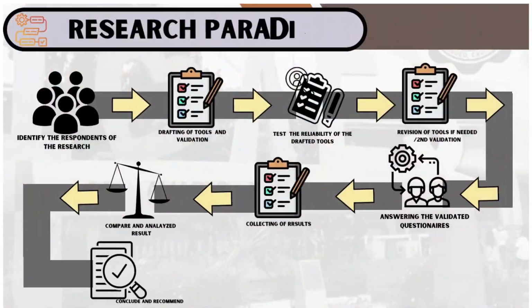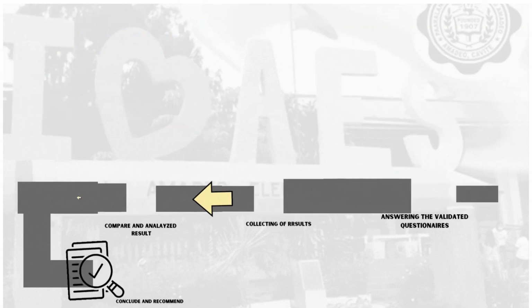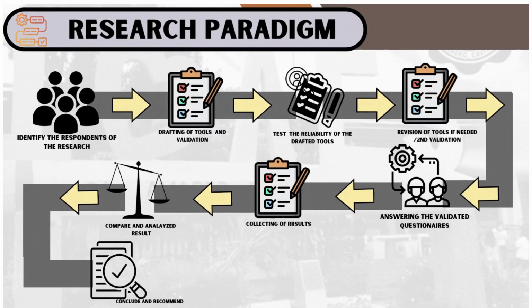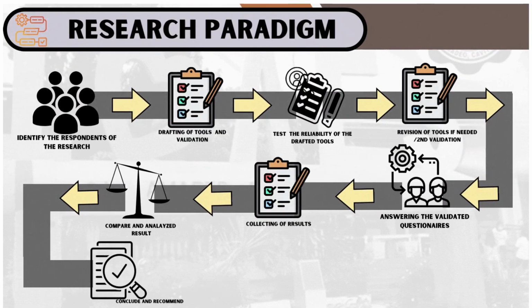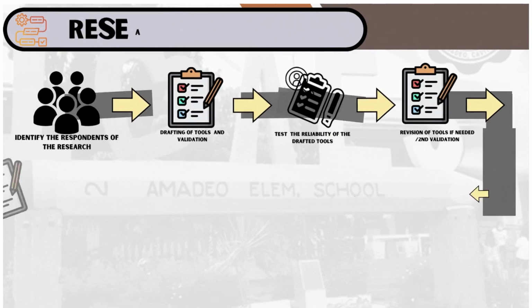To assure the success of this research, the researchers developed a paradigm. First is to identify the focused respondents for the research. Second is drafting of tools through brainstorming with EPS, PSDS, and LR researchers of the division. Third is testing the reliability of the tools. Fourth is revision of the tools and second validation. Fifth is answering of the tools by the selected respondents. Sixth is collecting of results. Seventh is to compare, analyze, and interpret data. And eighth is giving conclusion and recommendation.